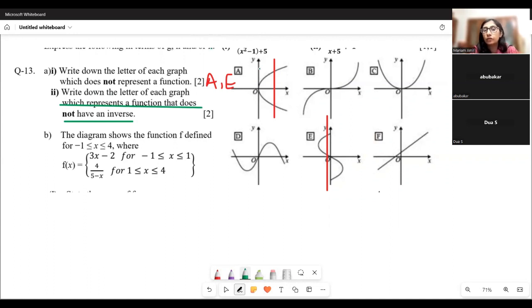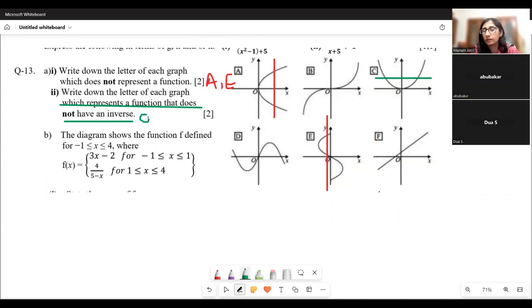A is not a function at all, so we will not apply the horizontal line test on it, because it's not a function. B is a function, so we apply the horizontal line test on it and it passes it. So B passes, C fails. So C will be the answer.